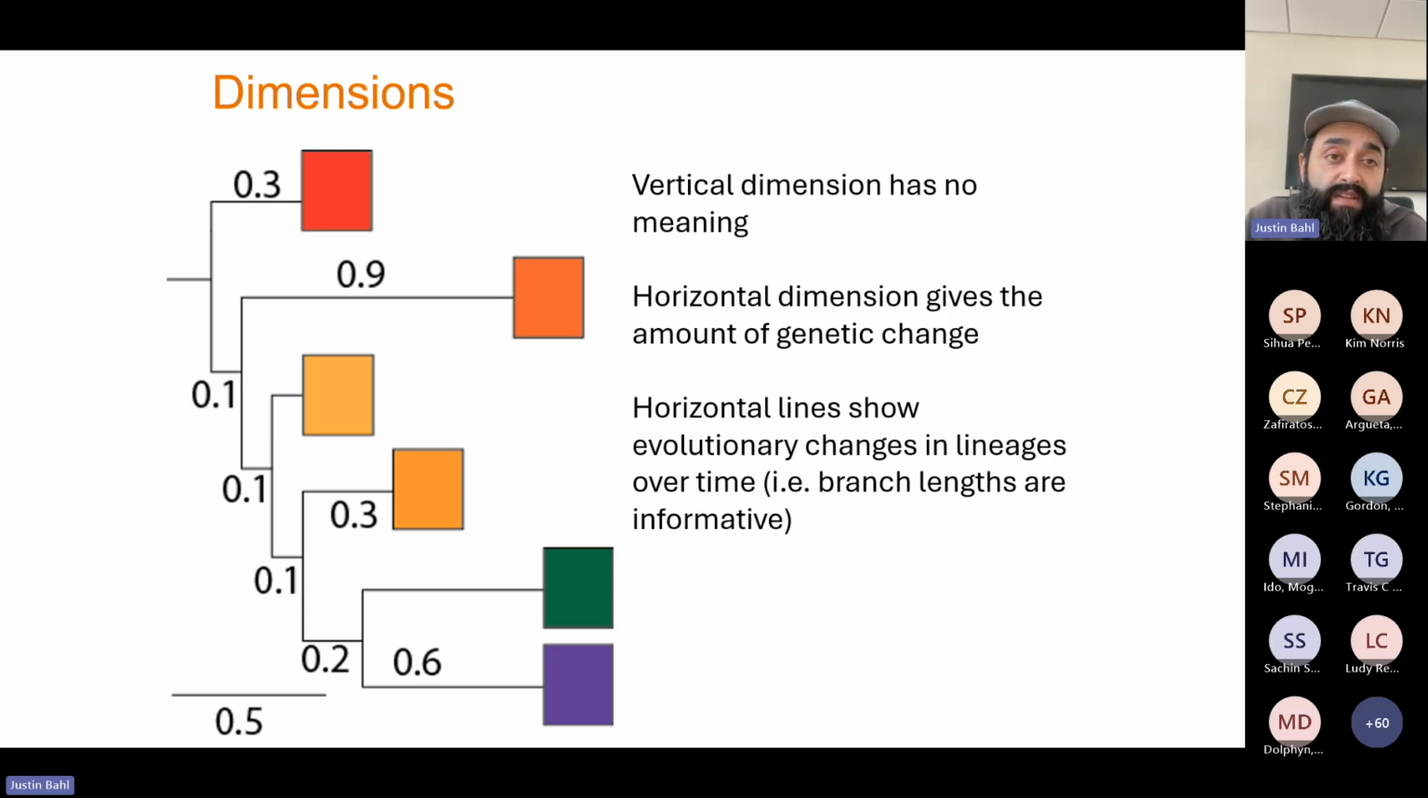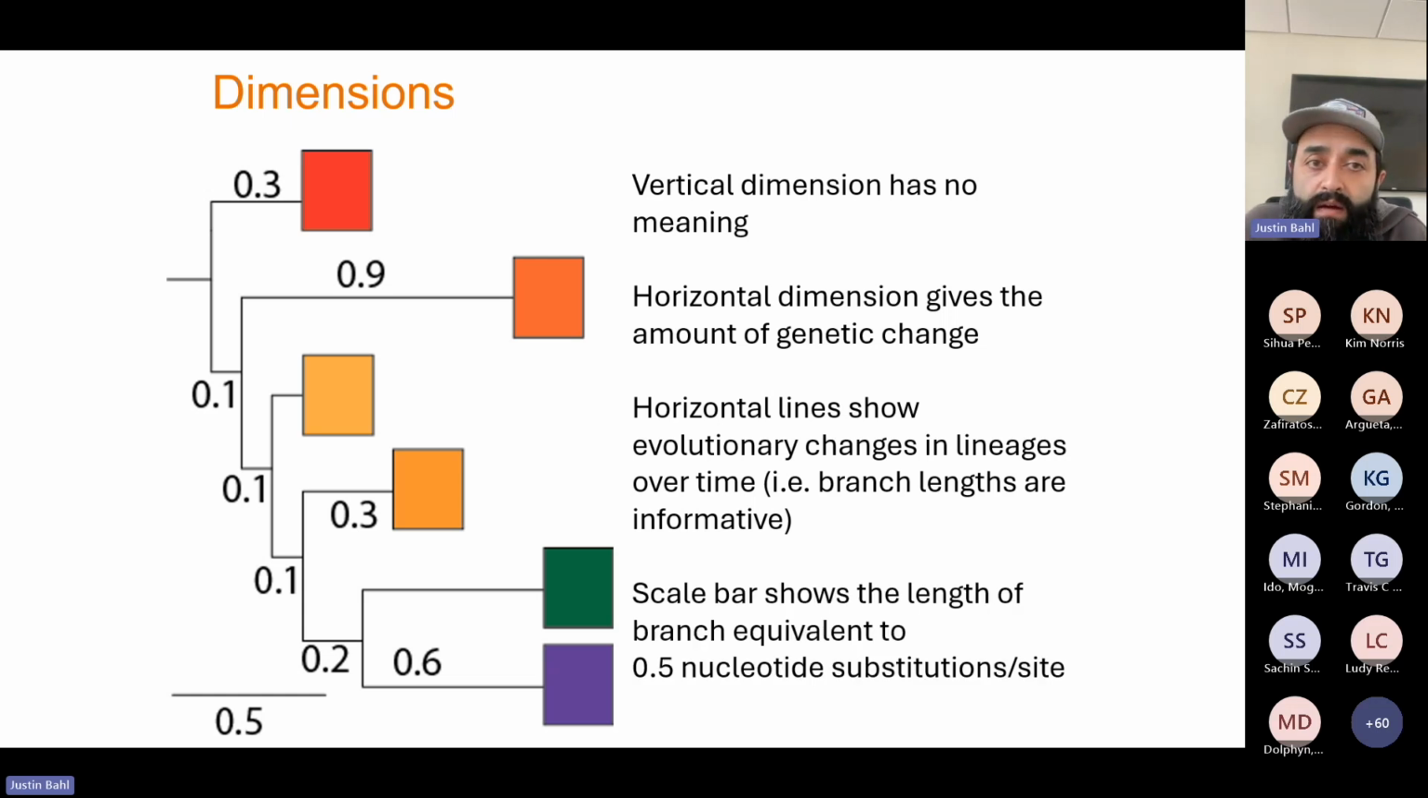That horizontal dimension is often the amount of genetic change. The longer a branch is, the more genetic change has happened on that branch, the more time that has gone between that observation of a virus and its ancestor. This is the amount of change that happens over time. This can be a measurement of substitutions per site or actually units of time. And in this case, I'm saying that 0.5 nucleotide substitutions per site is what that branch length means. So if you have 1,000 base pairs and you see this branch length, you can assume that about 500 of those base pairs have changed over that period of time.